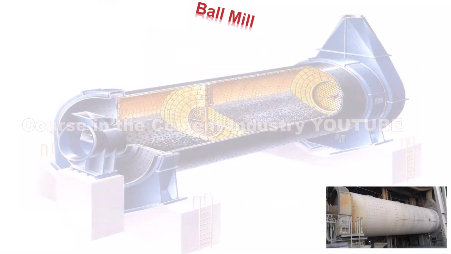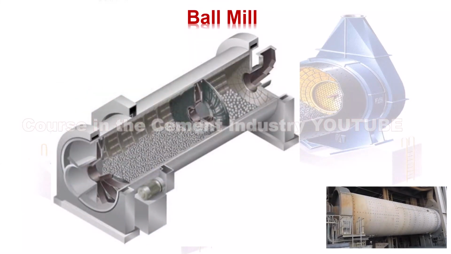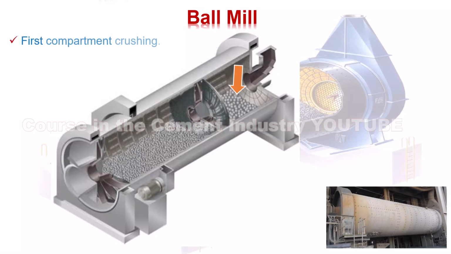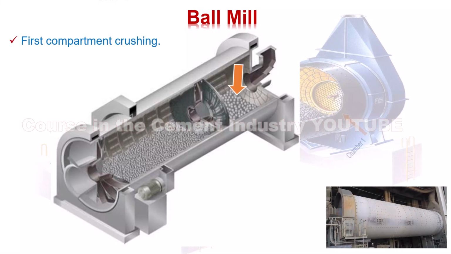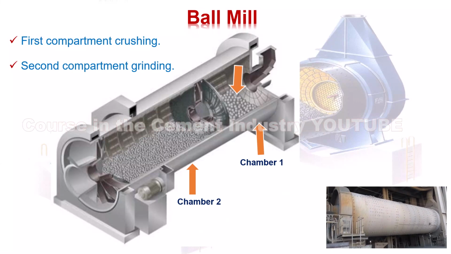Ball mill. We can divide the ball mill into 2 parts. First compartment, crushing, where there are grinding balls of large sizes. Chamber 1. Second compartment, grinding, where there are grinding balls of small sizes. Chamber 2. Feeding.